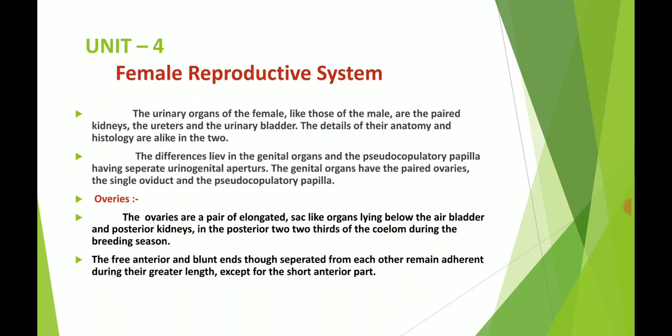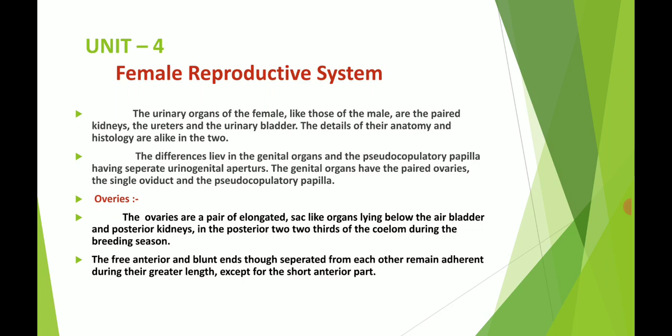The differences lie in the genital organs and the pseudocopulatory papillae, having separate urinogenital apertures. The genital organs have the paired ovaries, the single oviduct and the pseudocopulatory papilla. In the female reproductive system the ovaries are present in paired form, that is, two ovaries, and a single oviduct with the pseudocopulatory papilla.